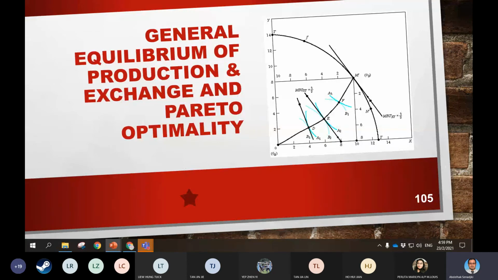How do they share it? Consumer A will take 6X. And consumer B will take the rest, which is 4. The remaining 4. And consumer A will take 3Y here. How much is the rest for consumer B? 5Y here. Because this is for B, this is for A. So consumer A will take 6, 3, consumer B will take 4, 5 at point E. So if we add these together, then we will have 10X and 8Y. So there we reach equilibrium.